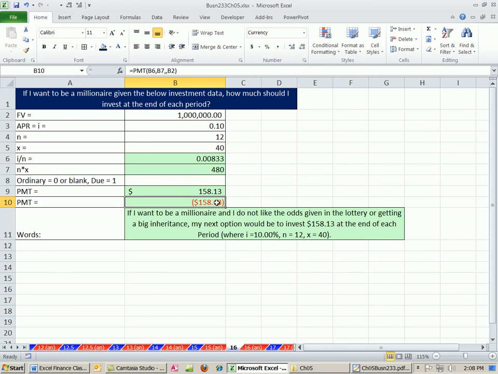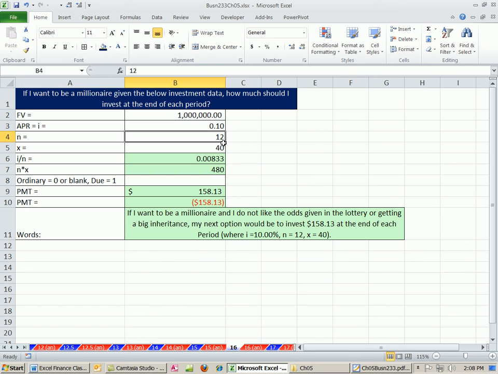So this properly tells us that it's a cash flow out. So if we want to be a millionaire, and I do not like the odds given in the lottery or getting a big inheritance, my next best option would be to invest 158.13 at the end of each period, 10% compounded 12 times a year. Now, of course, sometimes it's not possible to get a 10% rate.